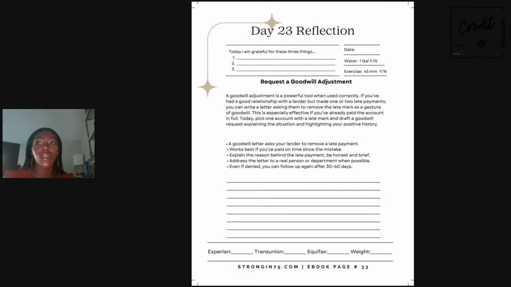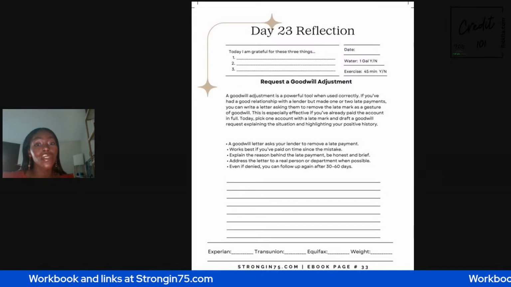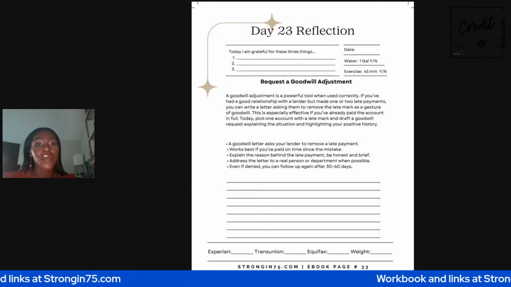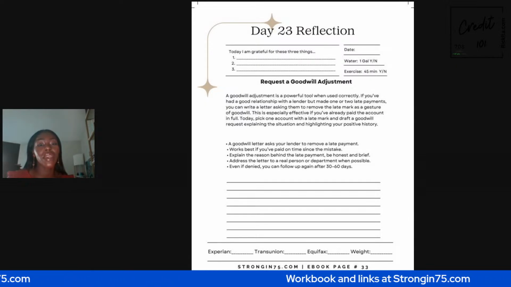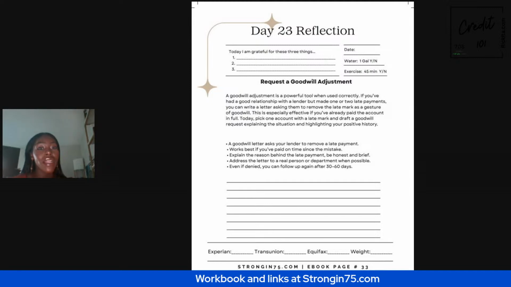So don't just ask them to remove the late payments when you're still currently late on it, because that's going to be very hard to get them to remove those late payments if you're still actually currently late on it. Okay, so make sure you bring that account up and make sure that it's current.